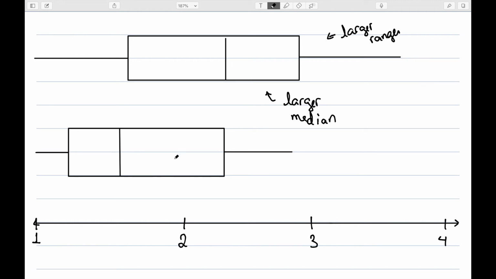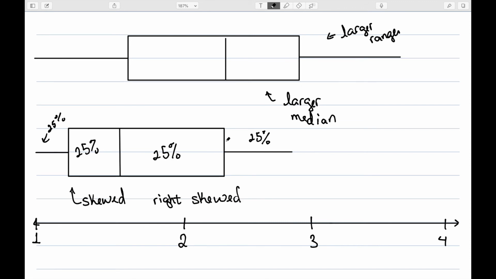We also want to look for signs of skewness. This one is roughly symmetric, whereas this one is very skewed. In particular, these two really short pieces, remember each one of these pieces has 25% of the data. And so smaller pieces indicate a lot of data, very compact on each other. So we have very compact data here and then a long tail on the right. So this is right skewed.